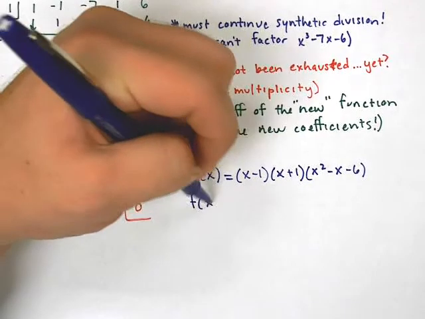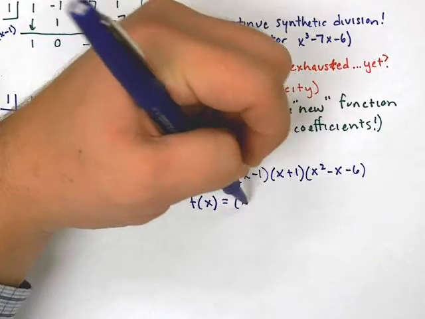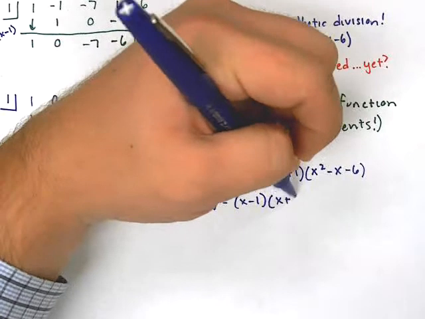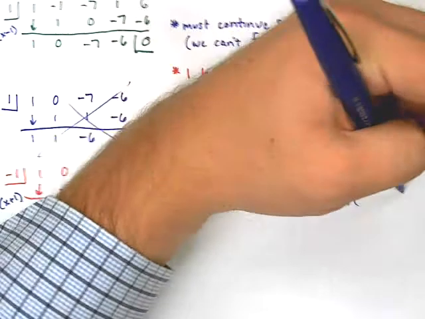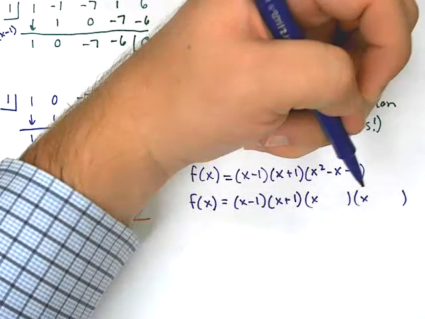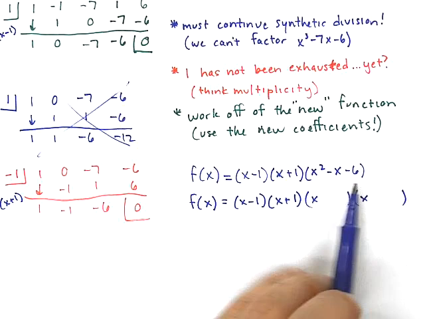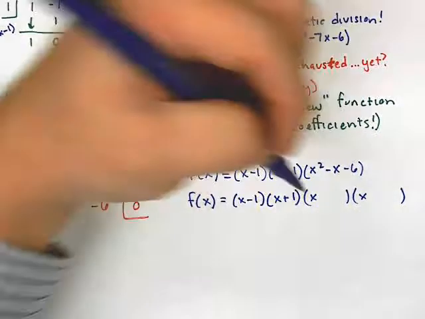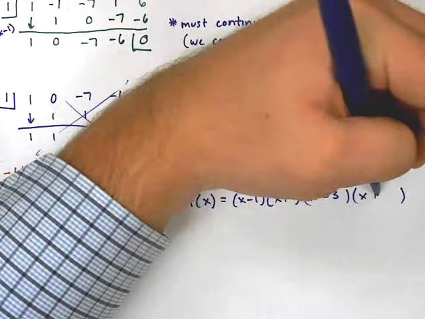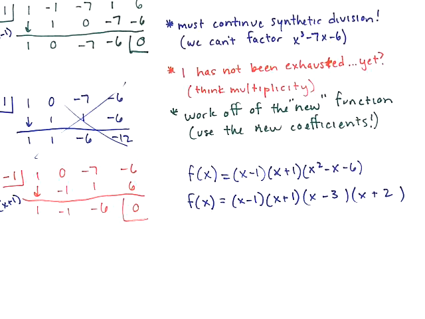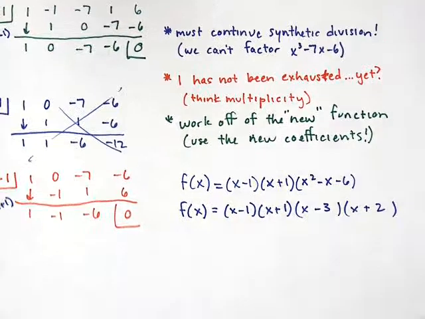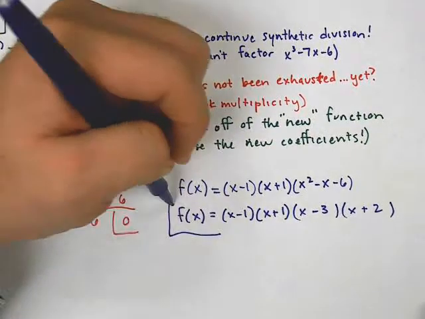So let's make this easier on ourselves. Let's stop the synthetic division and let's just factor. Alright, we know we're going to have x and x. We need to find the factors of negative 6 that add to negative 1, and hopefully we agree that's minus 3 and plus 2.